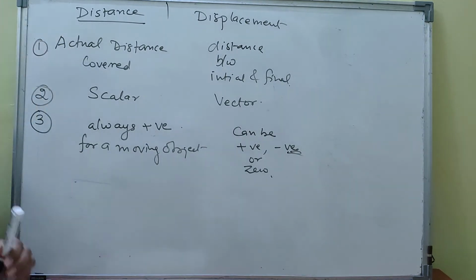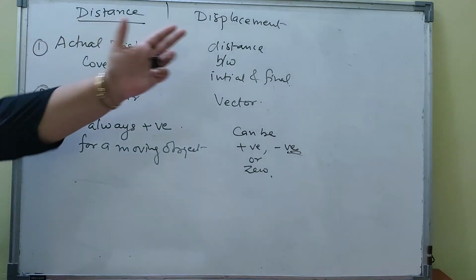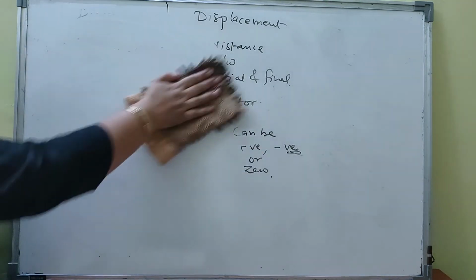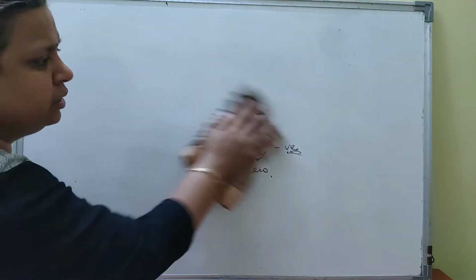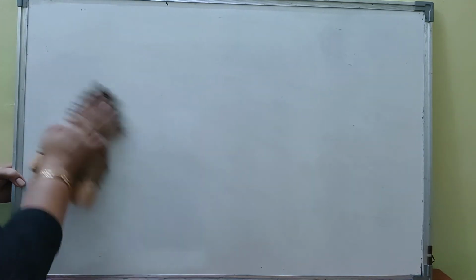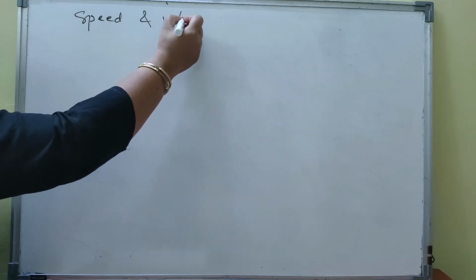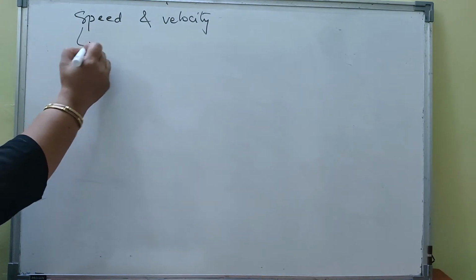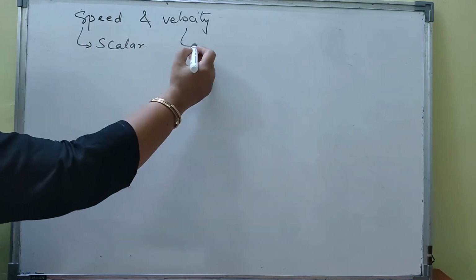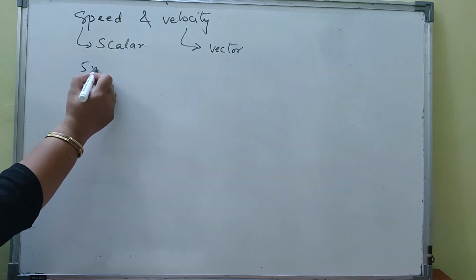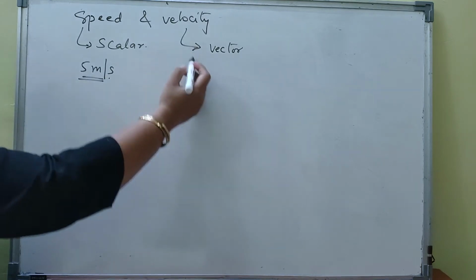Okay, so these are some of the important points about distance and displacement. Many a time this question is asked in the examinations. Okay, so based on the same concept of scalar and vector quantities, now we'll study speed and velocity. Speed is a scalar quantity, velocity is a vector quantity. Means this will have only magnitude, this will have direction also.